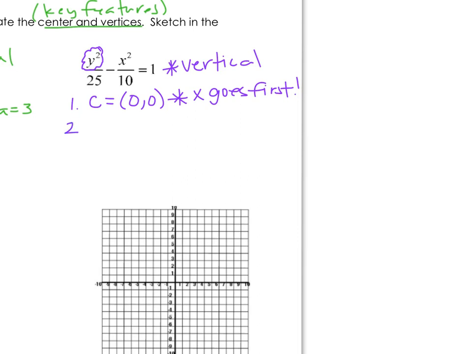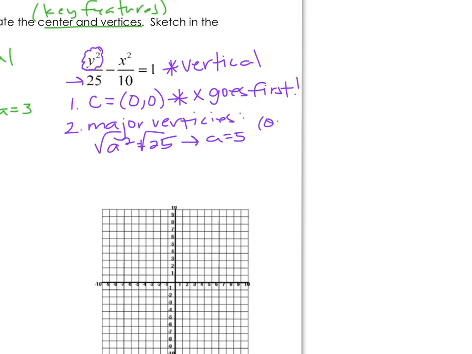All right, to get those major vertices, we use a squared. A squared is 25. So if a squared equals 25, and we take the square root of each side, then a will equal 5. Which means we're going to count up 5 and down 5 from our center to get those major vertices. That would be (0, positive 5) and (0, negative 5).